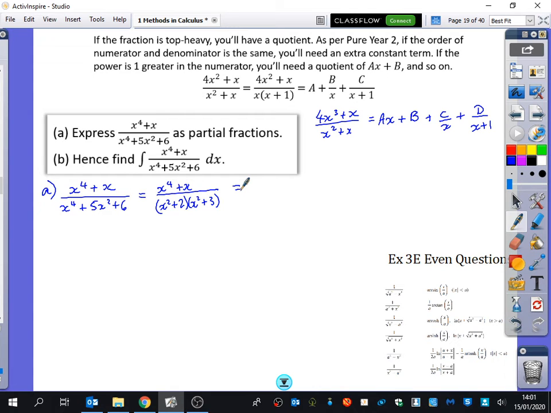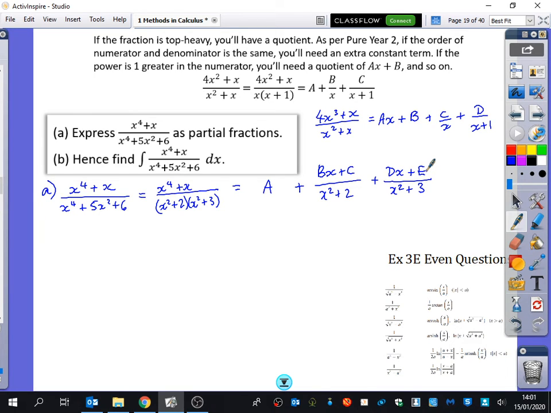Now, we need to think, what will this look like? We know it's going to be the quotient as the result of the division, plus something over x squared plus 2, plus something over x squared plus 3. What is this beginning bit going to be? A or ax plus b? A. I agree. It's just going to be a, because they've got the same degree. If the top part was x to the power of 5, it would have been an ax plus b. What's going to be on top of the x squared plus 2? Bx plus c. Good. And then there's going to be a dx plus e here.